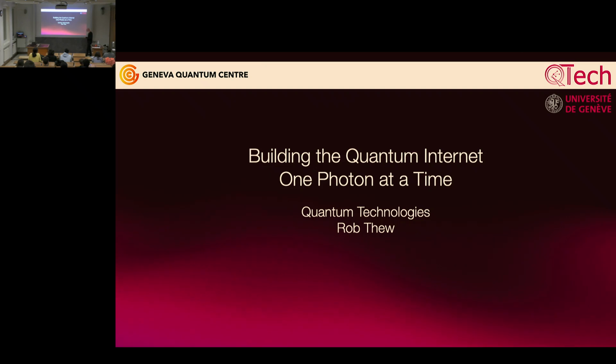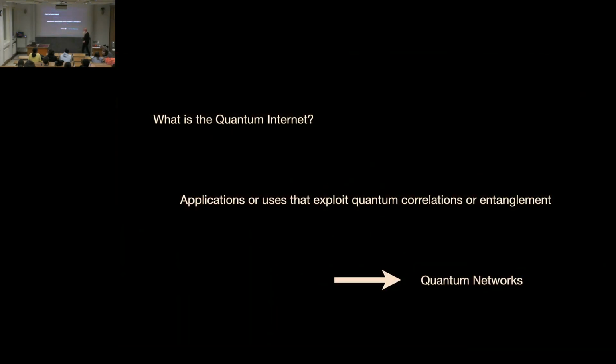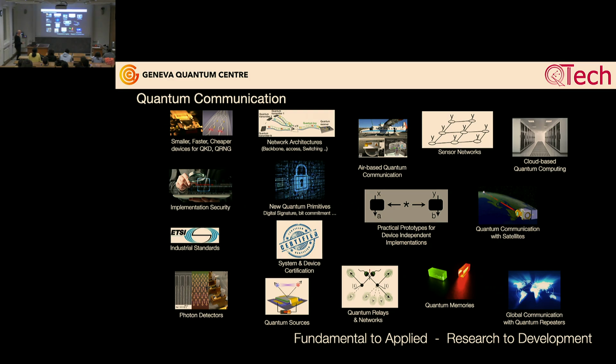But what I like to think about is what it really means, and what it means is what we've been doing for the last 20 or 30 years in quantum communication. So the quantum internet, the way I see it, is really just developing applications and uses that exploit quantum correlations or entanglement. And you see, it's not nearly as exciting as the quantum internet already. But your quantum internet works. I'm going to sort of put it in the context of quantum networks because that's where I feel comfortable talking about. So what are quantum networks? And what can we do with them, I suppose, is a good question.